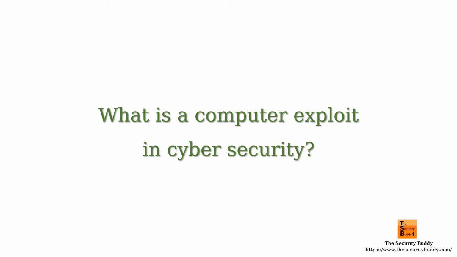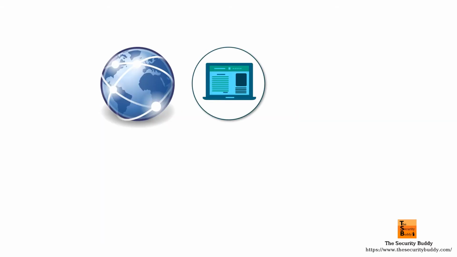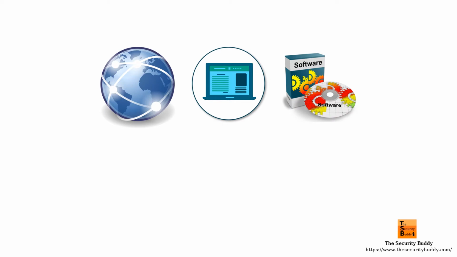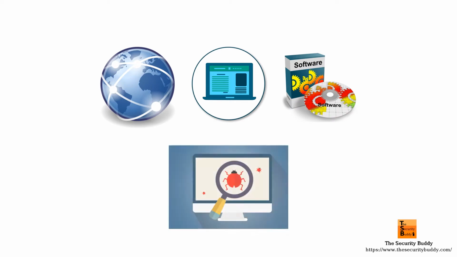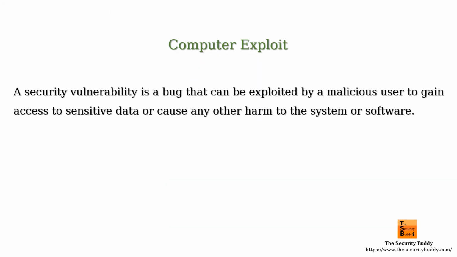What is a computer exploit in cybersecurity? In this video, we will understand that. The browsers, operating systems, or other software that we commonly use often contain security vulnerabilities. A security vulnerability is a bug that can be exploited by a malicious user to gain access to sensitive data or cause any other harm to the system or software.